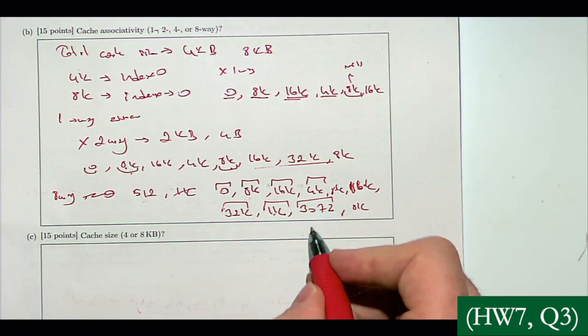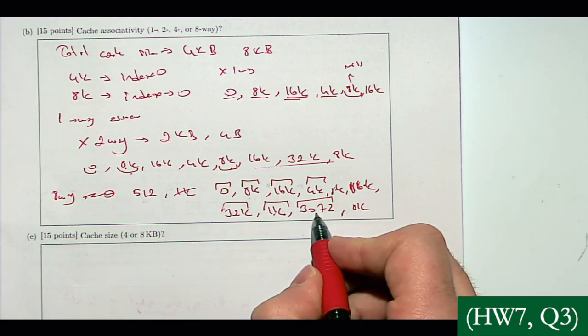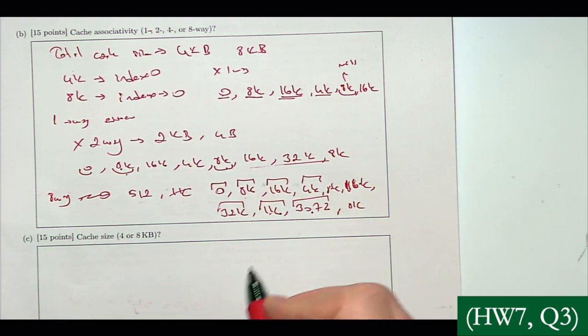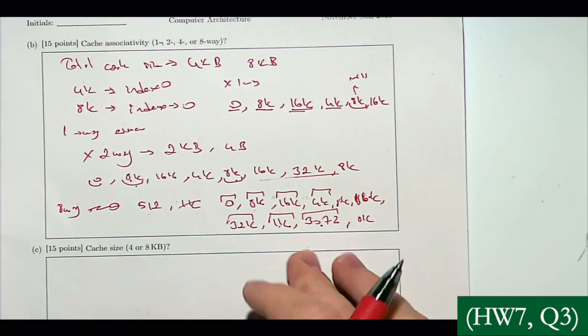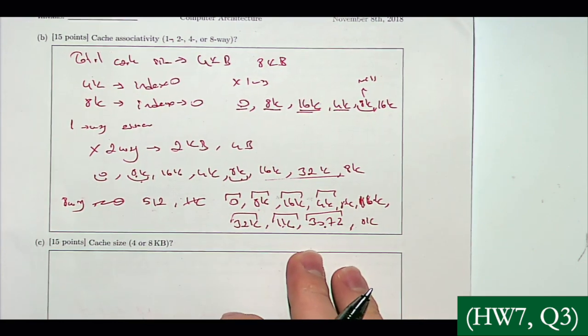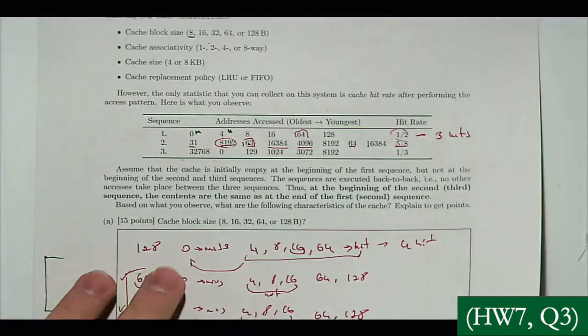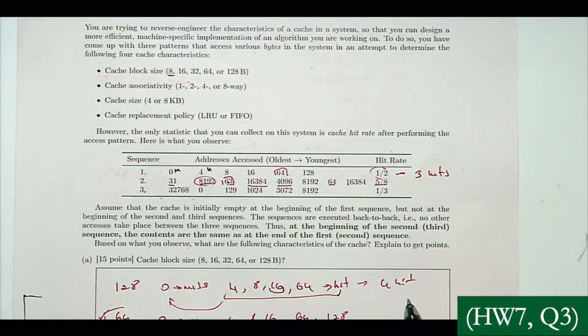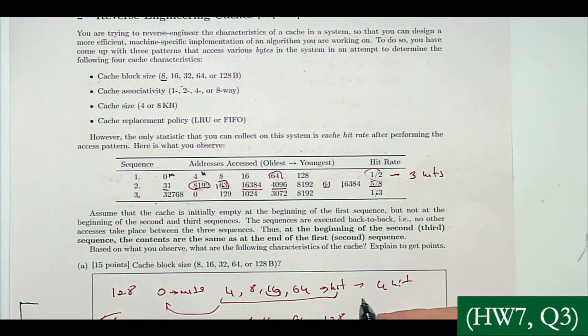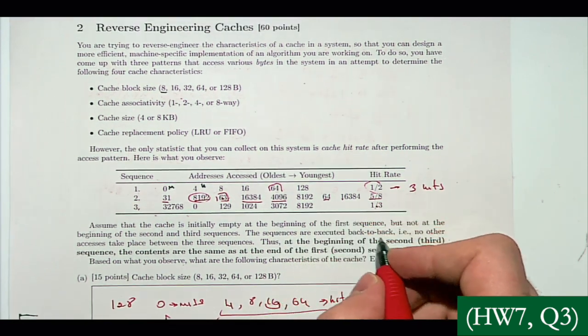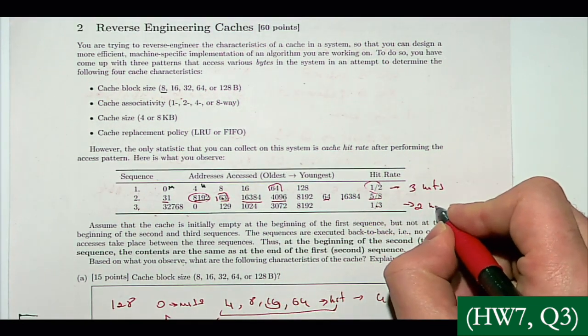And also there's a space to put 3K into the cache again, because this is an 8-way associative cache. And all of these actually have the same index, basically. So what does it mean? It means that if you consider the third sequence, our hit rate is 1 divided by 3. So this means that I only have 2 hits.